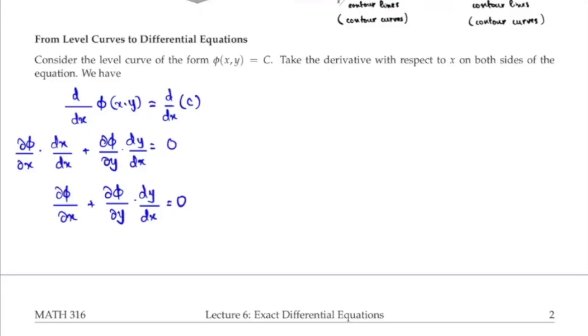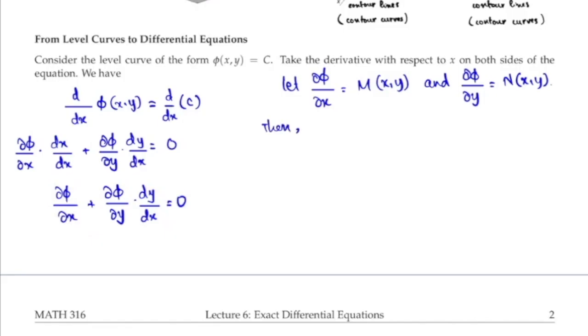Now, partial phi partial x is a function, right? And partial phi partial y is also a function. So what we do is we let partial phi partial x be a function called capital M of x comma y, and partial phi partial y be a function written as capital N of x comma y. Then you have a differential equation of the form M of x comma y plus N of x comma y dy dx, and this is equal to 0.